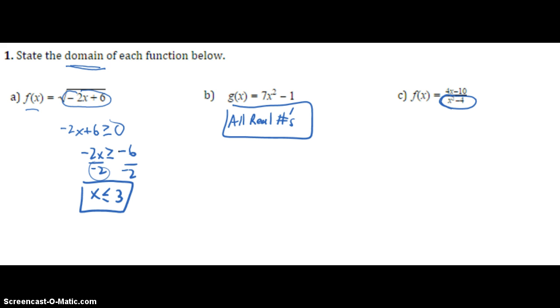So whatever x is, it can't make this 0. X squared minus 4 cannot be 0. That means x squared can't be 4. And we need to think of any number we can that if we square it, we get 4. That's going to be a plus or minus 2. So the domain there is going to be all reals that aren't plus or minus 2.